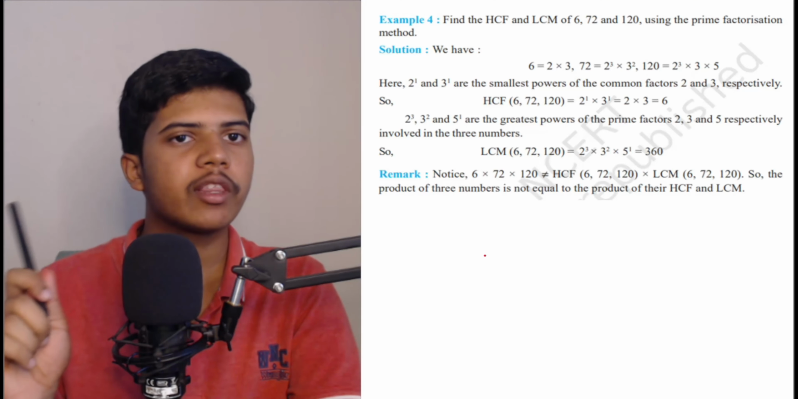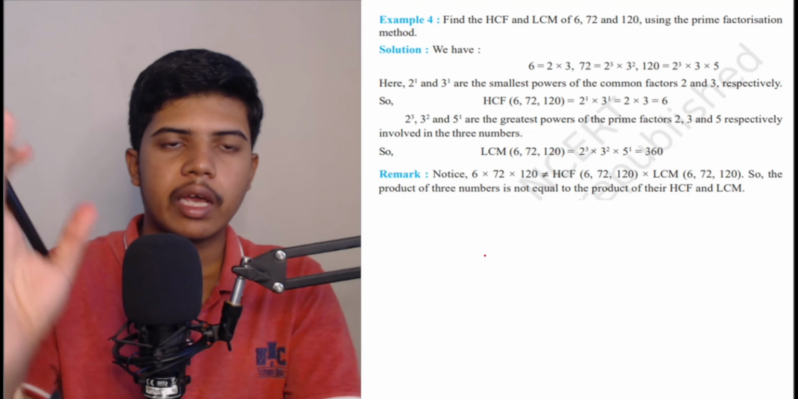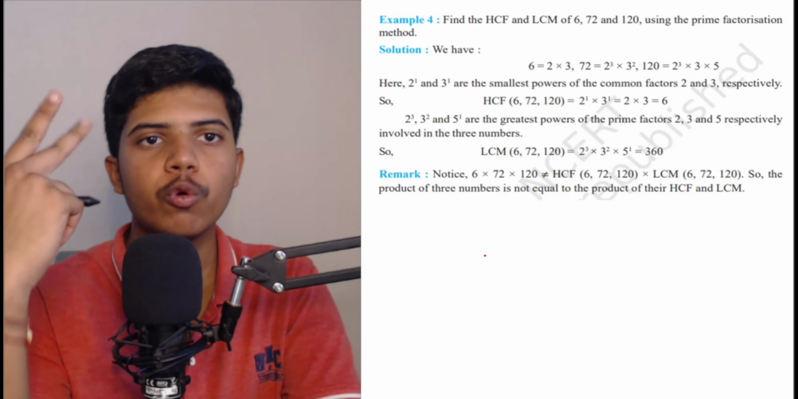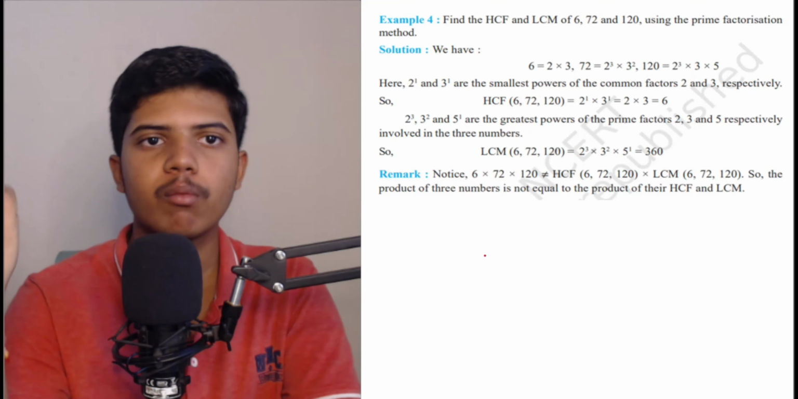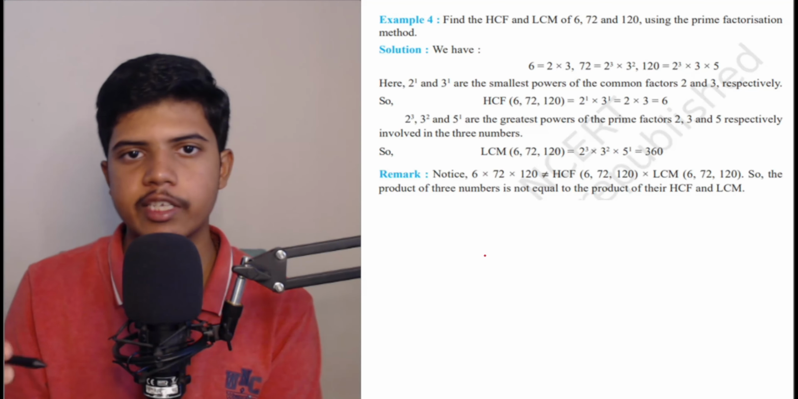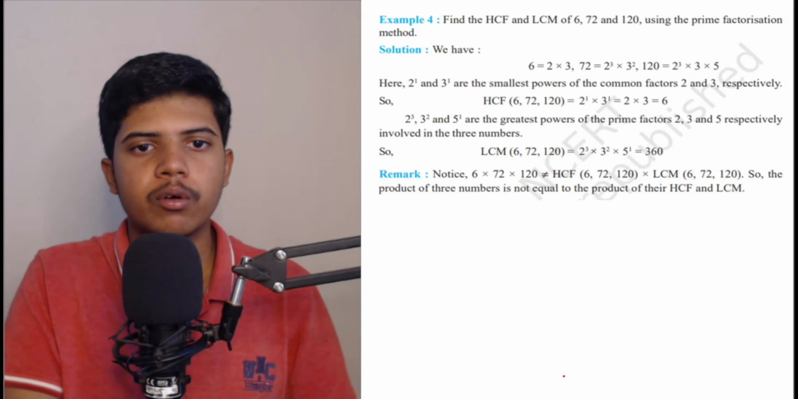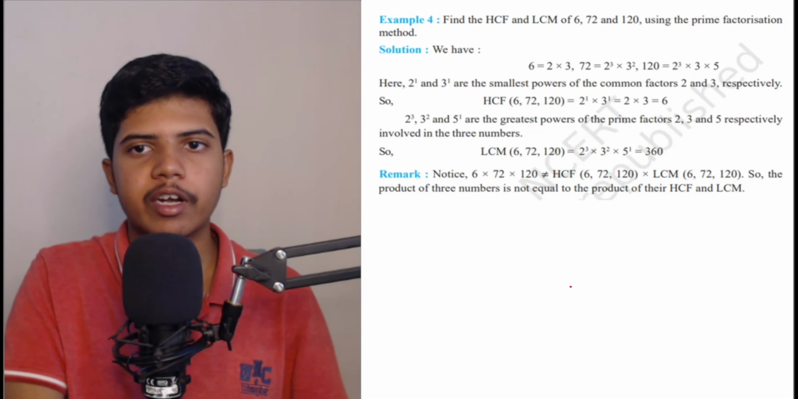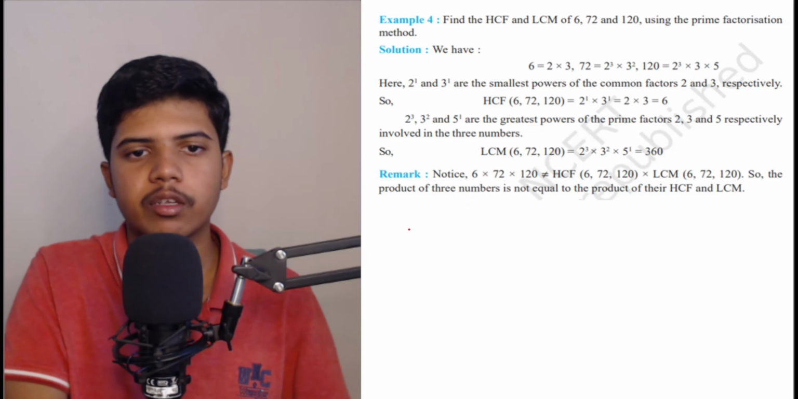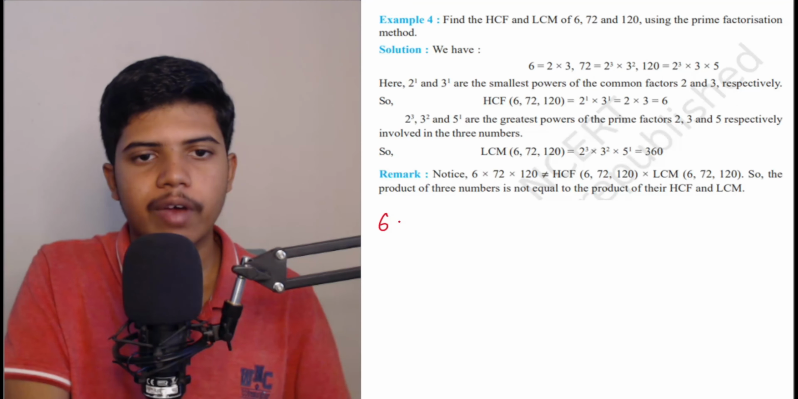Now in this, one thing to be careful about is that HCF into LCM is equal to the product of the numbers. That is only applicable when there are two numbers given, not when there are more than two numbers. So here there are three numbers, so you cannot use the LCM into HCF rule. So we have to find them only using the prime factorization method, and that's the reason they've even specified using prime factorization method. So first we need to factorize.